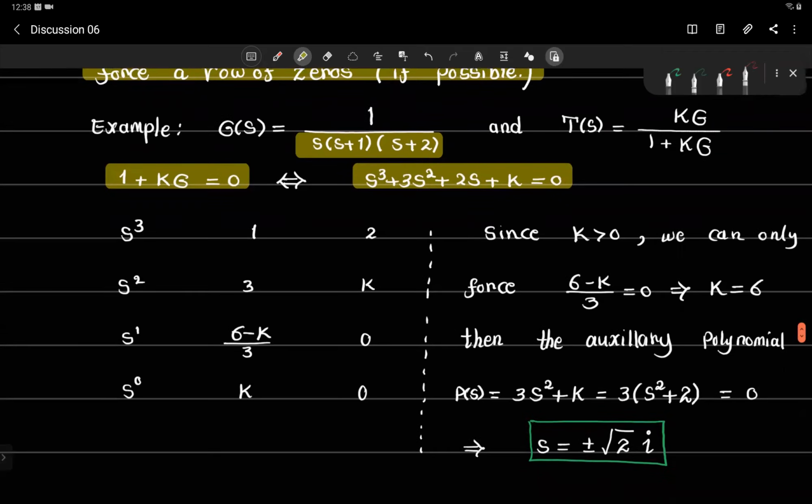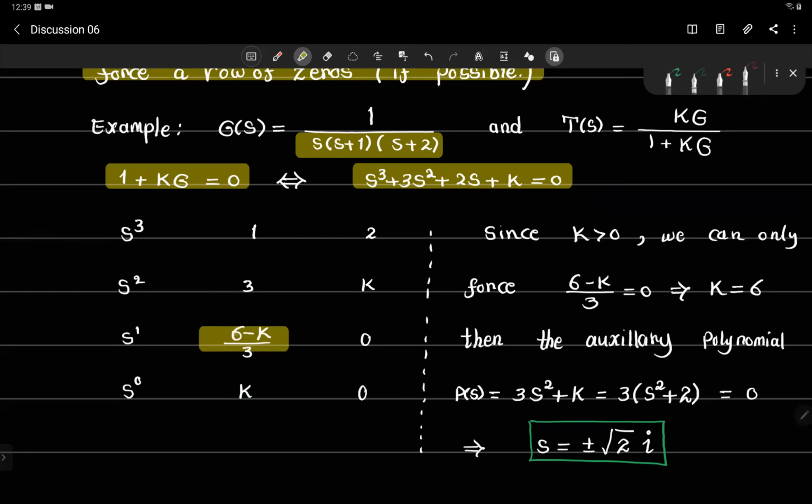So we form the Routh-Hurwitz table in terms of k. In this case, we have 1, and then 2, and then 3, and then k. So we compute the Routh-Hurwitz table. We have (6 minus k) divided by 3, and then we have k, and then 0 and 0. So looking at this Routh-Hurwitz table, the only way we can force a row of zeros is through the third entry in the first column, right?